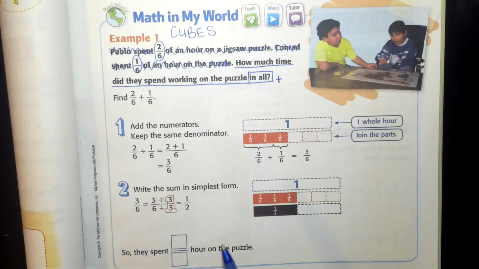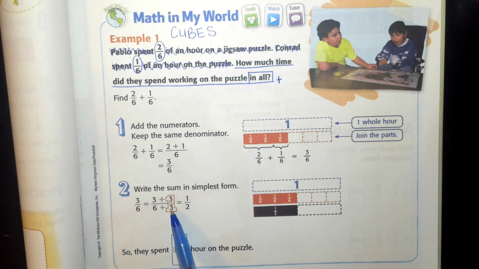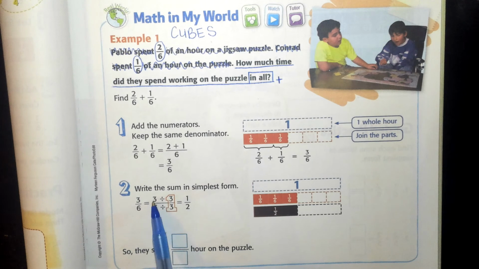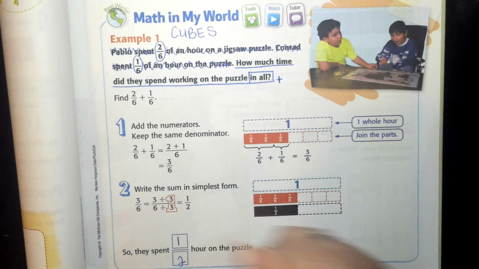Now I have 3/6. Now this is the next step that gets a little bit tricky. You just need to remember to do it: we need to write the sum in simplest form. 3/6 is not in simplest form. I know that 6 is a multiple of 3, so I can divide 3/6 by 3. Don't forget, what you do to the top, you have to do to the bottom, and vice versa. So both the numerator and the denominator, I'm going to divide by 3. Dividing 3 by 3, I get 1. 6 divided by 3 is 2. So they spent 1/2 hour on the puzzle.